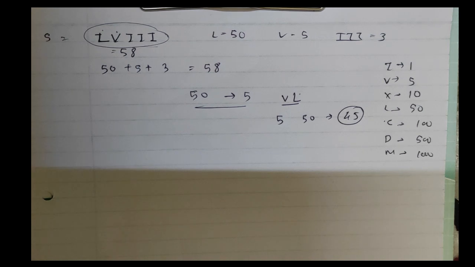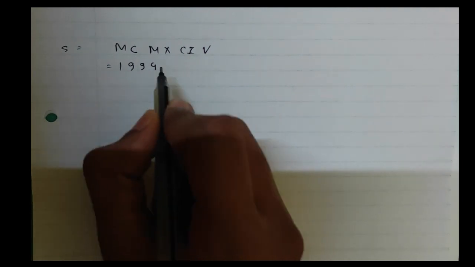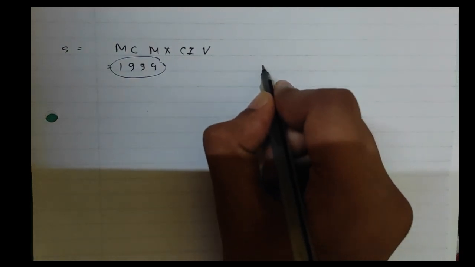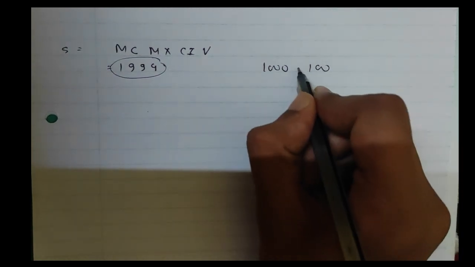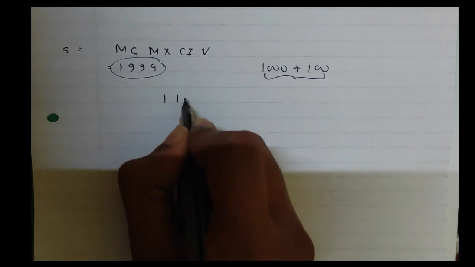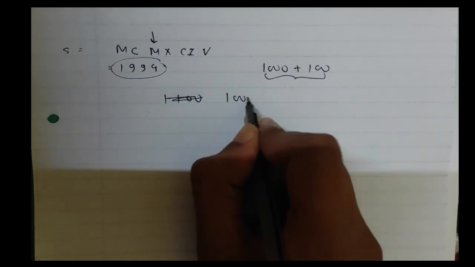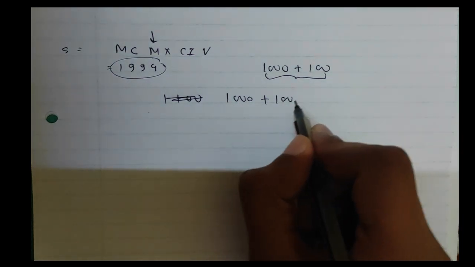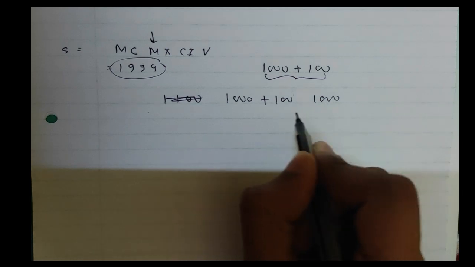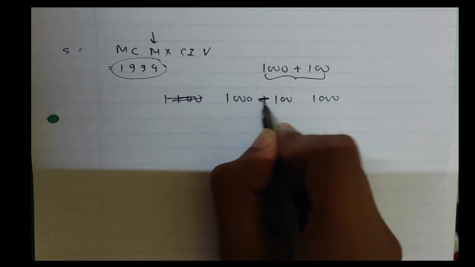So let's understand it by the second example. MCMXCIV. The answer will be 1994. Here M is 1000 and C is 100. So it can be added. So 1100. Then move on to M. Sorry, 1100. Then M. M is 1000. But M is 1000 and 100 is less than this. So here 100 will get subtracted.